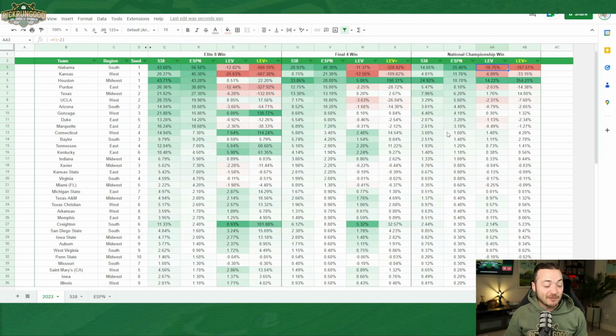Yet 25% of people on ESPN, a quarter of all brackets that have been entered, are selecting them to win the national title. So this is where I say, if you are playing in a big pool and you choose Alabama, you are doing it wrong. You might get away with it, but you are doing it wrong.